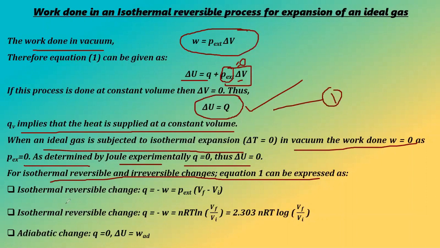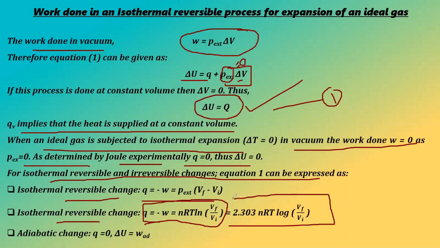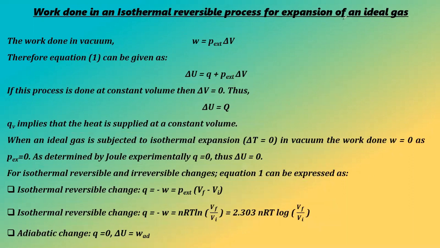Now for the isothermal reversible process, equation 1 can be expressed as, well, there is no 1, this one will be 1, right? For isothermal reversible change, W is equal to minus P external (Vf minus Vi), where f is final and i is initial, you know that. For isothermal change, W equals minus nRT ln Vf by Vi. This is something we are going to derive, or this is the same equation in log form. And for adiabatic change, Q is equal to 0, delta U is equal to W adiabatic, right? Again, this is the equation that we are going to derive in the next slides.